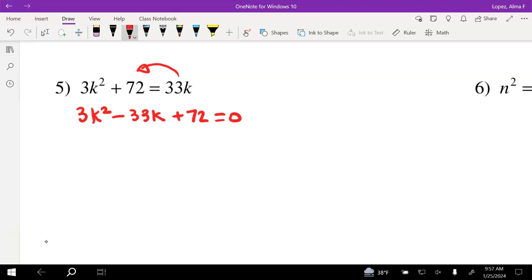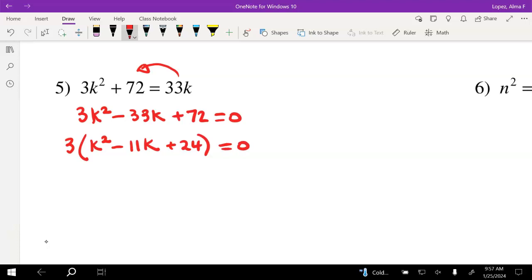Now, I look at the 3, 33, and 72, and I happen to notice that they all have an extra 3 in common. So I factor it out. It is a greatest common factor. So when I factor the 3 out of the first term, it's going to leave behind a k squared. When I factor the 3 out of the second term, it's going to leave behind a -11k. And when I factor it out of the fourth term, it's going to leave behind a +24.